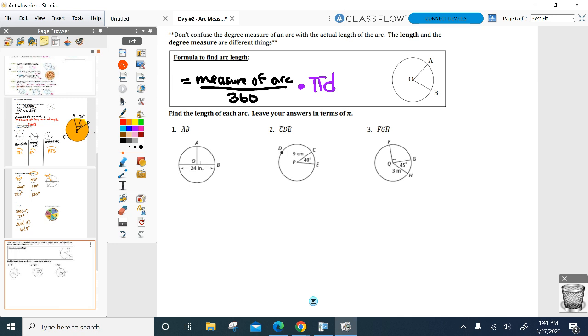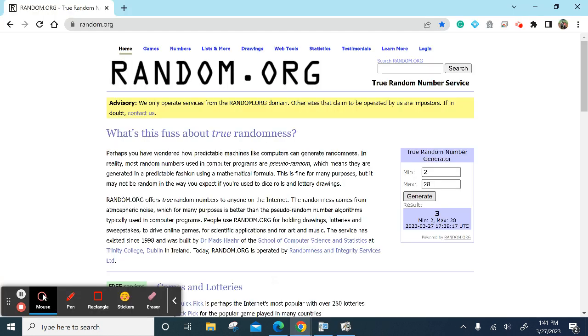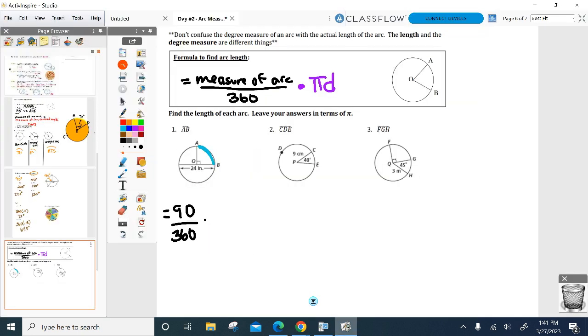Let's use it. Find the length of arc AB. And just so we're clear, I'm talking about this arc here. I know I should put another letter on there. Arc AB right there. How long is it? Don't tell me it's 90 degrees. That's the measure of it, which I just gave away. So we're going to start out with 90 over 360 times diameter here. 16 diameter. 24 pi.